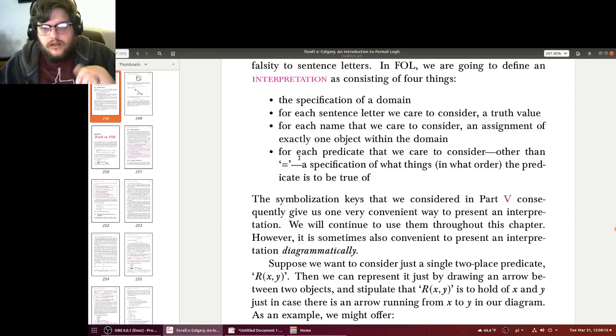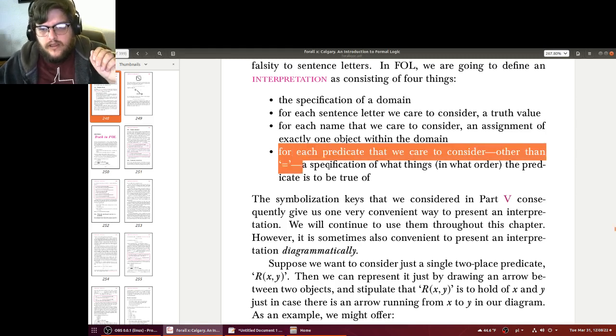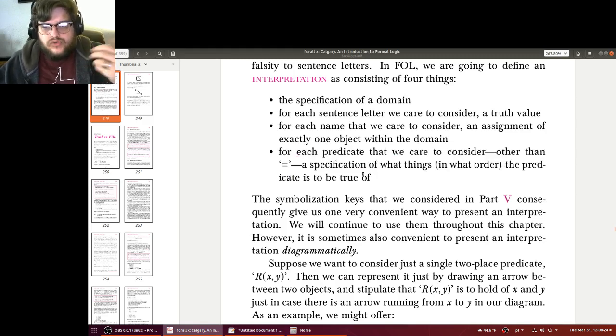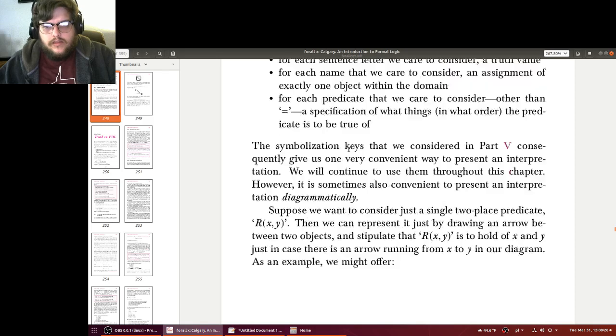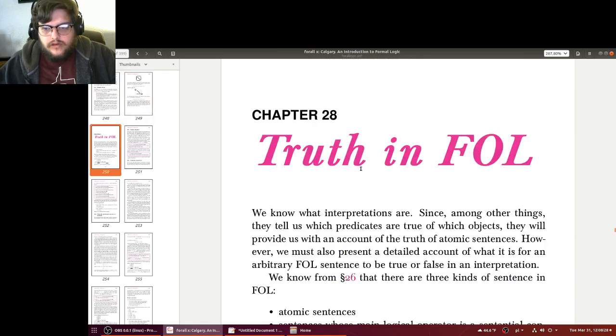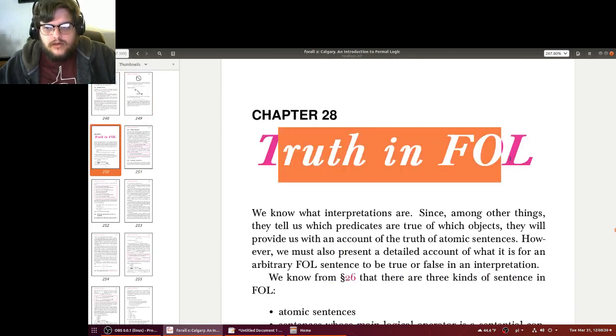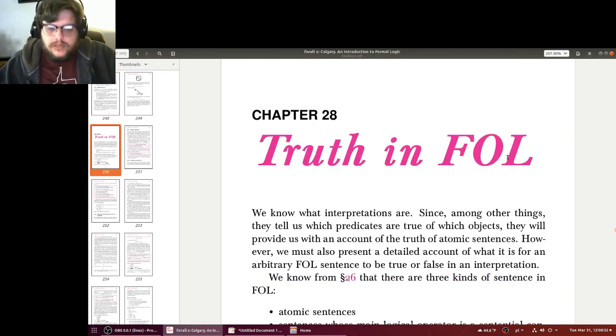It's fine. And for each predicate other than equals, which we'll treat in this section specially, we know what's true and what's not true, and that's an interpretation. So truth in first-order logic is based on interpretations, just like in TFL, semantic questions were always dependent on valuations.